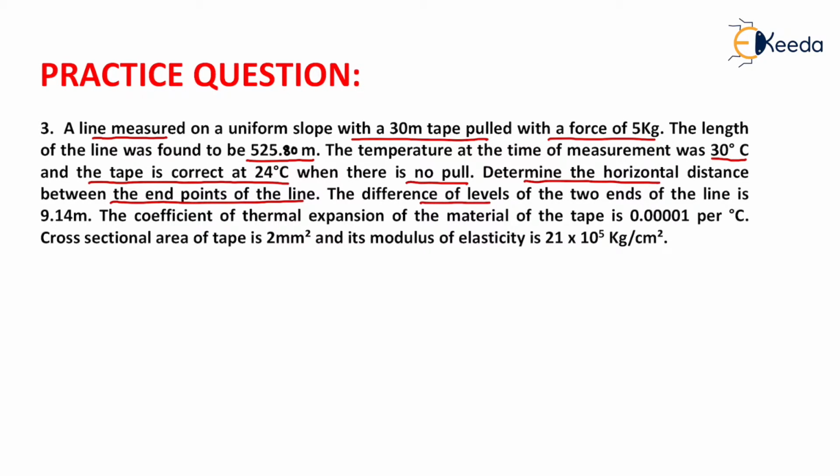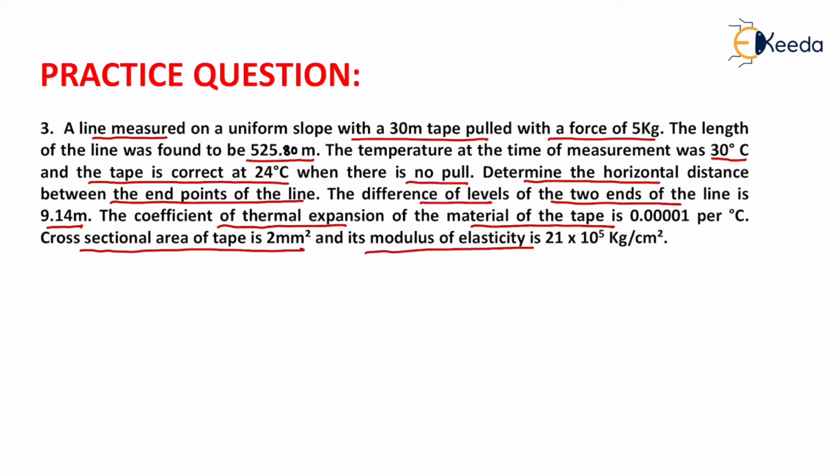The difference of levels of the two ends of the line is 9.14 meter. It is the value of small h. The coefficient of thermal expansion of the material of the tape is 0.00001 per degree Celsius. It is the value of alpha. Cross sectional area of tape is 2 mm square. So it is the value of capital A, and its modulus of elasticity is 21 into 10 to the power 5 kg per centimeter square, which will be the value of capital E.